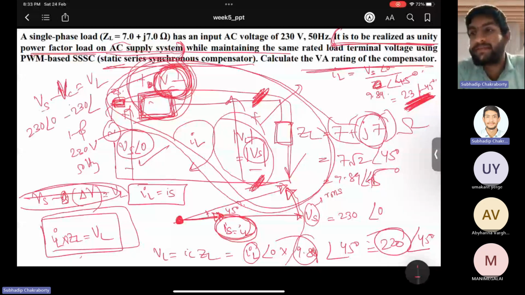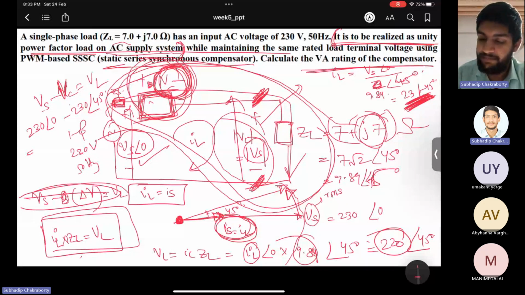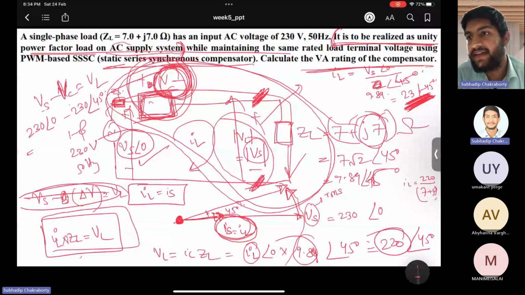So what was the rating? Voltage into current. The load current you know. What is the magnitude of the load current? 220, which is the magnitude of the load voltage, and you have the impedance. The impedance is 7 plus J7. So 220 divided by 7 plus J7. You determine how much the load current is, because you need both the current and the injected voltage. Both multiplied will give you the KVA rating. So determine the magnitude of this, calculate IL and calculate VC.